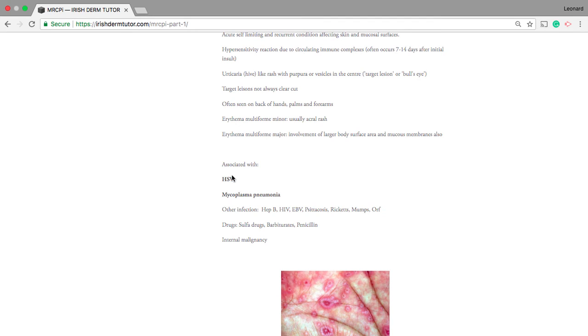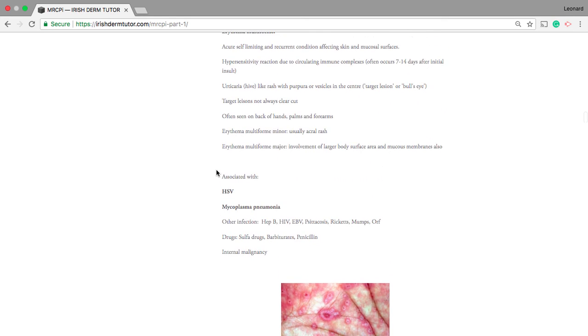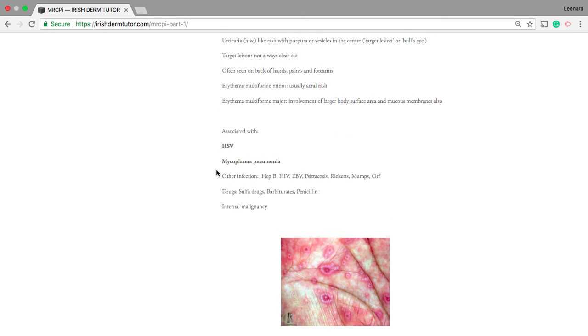Now, erythema multiforme minor is usually just the acral rash, whereas erythema multiforme major is involvement of the larger body surface area and the mucous membranes also. Now, erythema multiforme can be associated with herpes simplex virus, and this is seen quite commonly. So they often come in with cold sores, and then about 2 weeks after the cold sores, they get this type of rash. It can also be seen in mycoplasma pneumonia, and it can be seen in other things. So other types of infections such as hepatitis, HIV, EBV, and all these other weird and wonderful things.